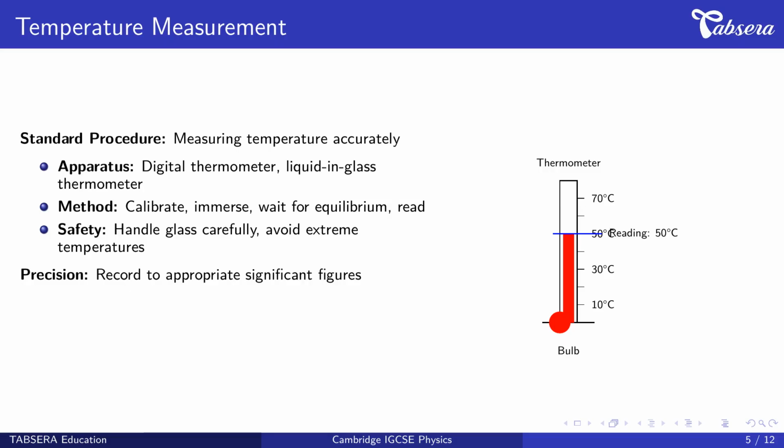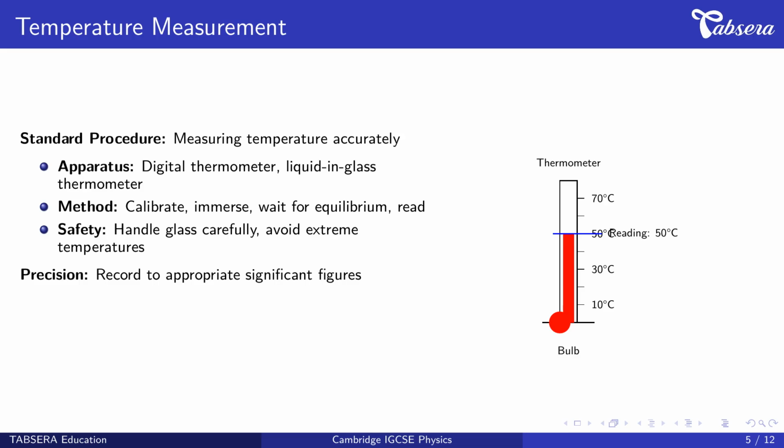Now we examine temperature measurement methods. This follows Cambridge IGCSE experimental standards. The apparatus needed includes digital thermometers for precise readings and liquid in glass thermometers for basic measurements. The method consists of these steps. First, calibrate the thermometer using known reference points like ice and boiling water. Second, immerse the thermometer bulb completely in the substance being measured.